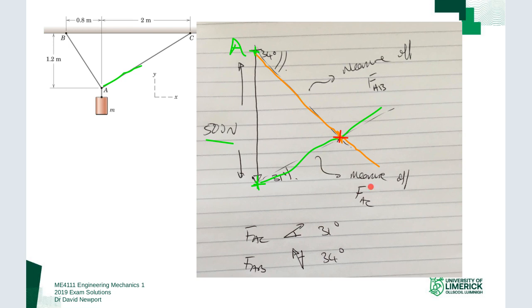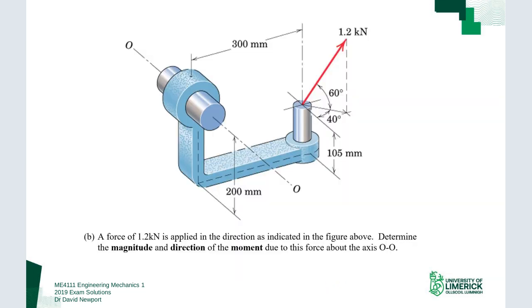And now I measure the length of this off and convert using my scale, and I measure the length of this off, and that gives me FAC, FAB. And it couldn't be easier. So again, you just draw to scale, tip to tail. That's the mnemonic, it's in the notes. And that's the way those forces combine to come back to zero. Okay, so very, very straightforward on that.